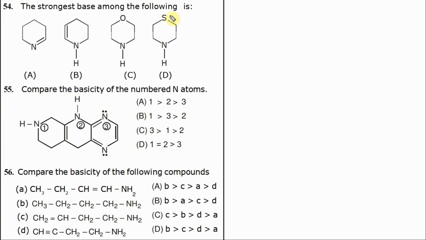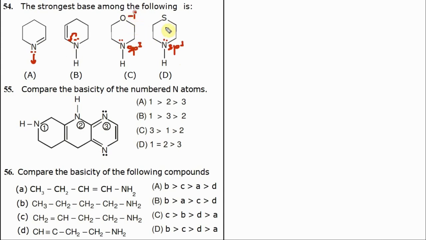54. The strongest base among the following is. Very simple. For a base, we look at the lone pair of electrons. This can give easily because this is an sp2 nitrogen. This cannot give easily because this is in resonance. Lone pair, single bond, double bond. This and this are exactly the same. They are sp3 nitrogen. They are much better than A and B.